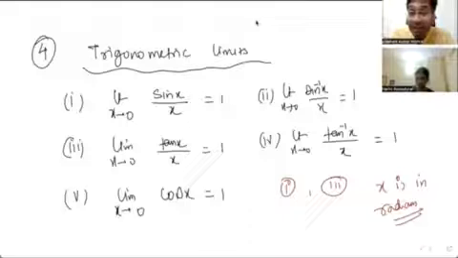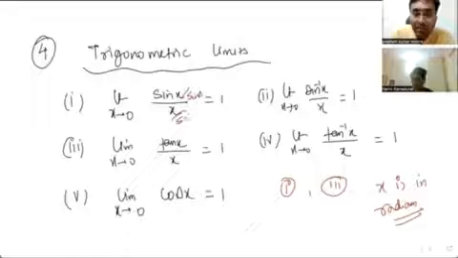So you will ask why it is 1? Because if you divide the numerator and denominator by sine x, it will give you again 1. That is also.